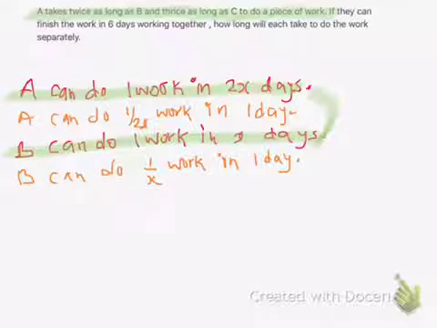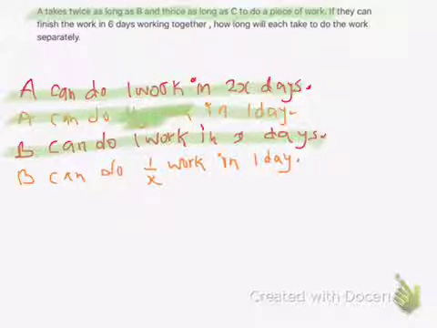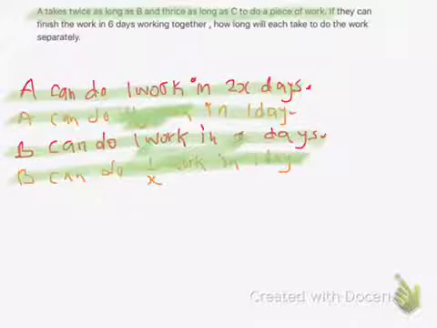And so when we find the work both A and B can do in one day, we can say A can do 1 by 2x work in one day, and B can do, when x comes to this side, it becomes 1 by x work in one day. So A can do 1 by 2x and B can do 1 by x work in one day.